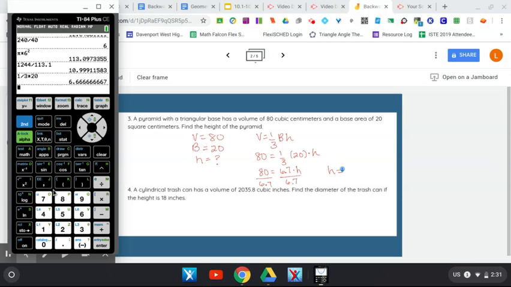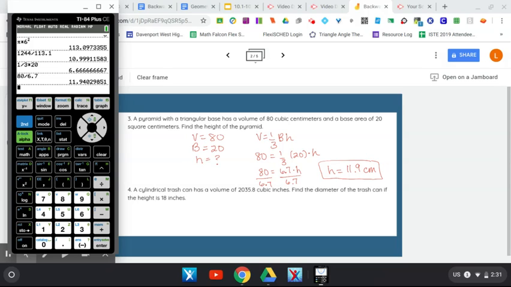So 80 divided by 6.7 gives us approximately 11.9. And our units are centimeters. So the height is 11.9 centimeters.